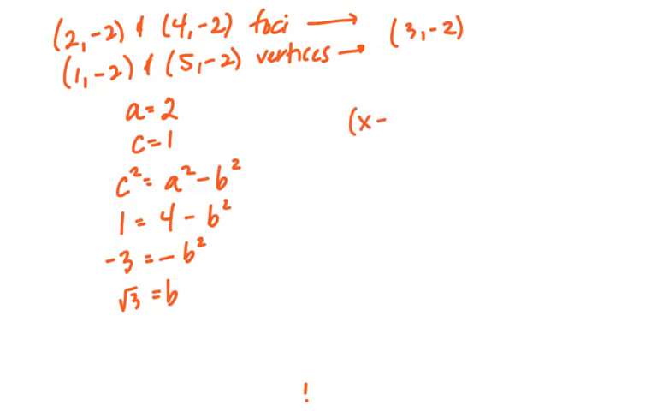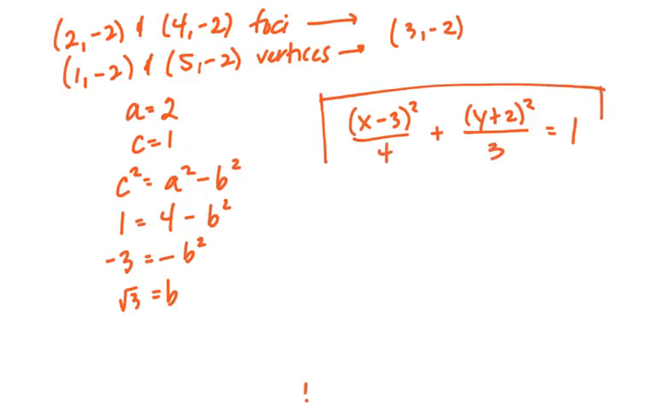So that means we can say x minus 3 quantity squared plus y plus 2 quantity squared over something equals 1. And a is 2, so we're going to put a 4 here. And b is the square root of 3, so this is 3. So that's how you come up with your equation for your ellipse.